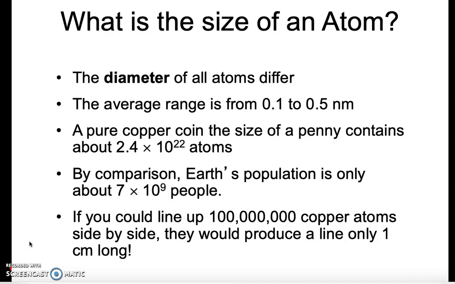Now, a pure copper coin, if you lay it on its side, the size of the penny contains about 2.4 times 10 to the 22nd atoms if you were to lay them next to each other. By comparison, Earth's population is only about 7 times 10 to the 9th people. That's a lot of people. It's like 7 billion people. If you could line up 100 million copper atoms side by side, they would only produce a line only 1 centimeter long, and that's as wide as my pinky. Okay, so they're extremely small.